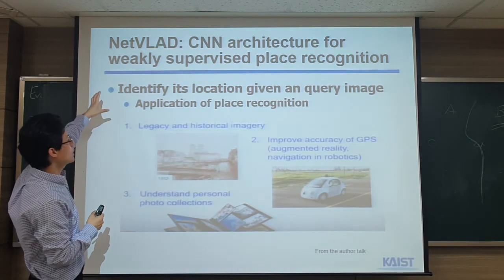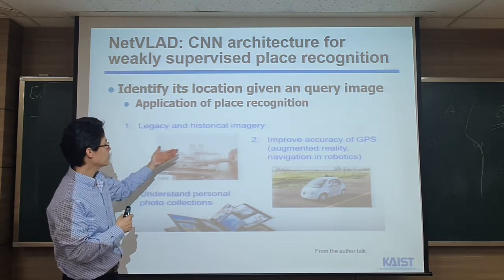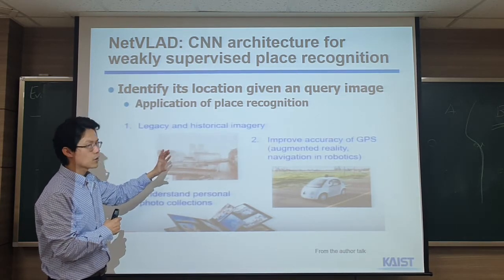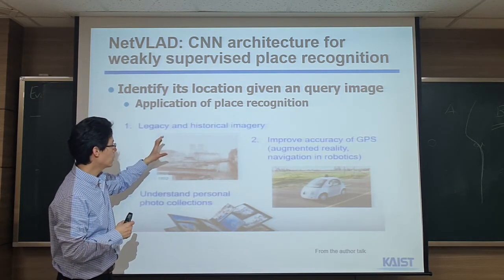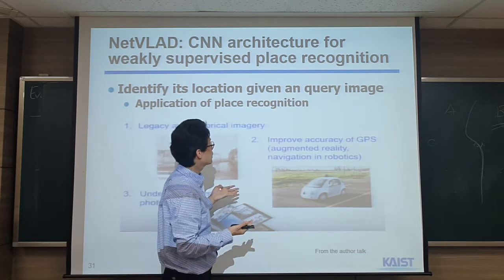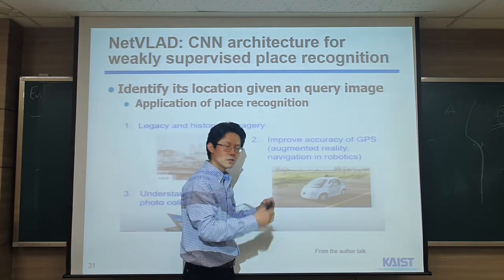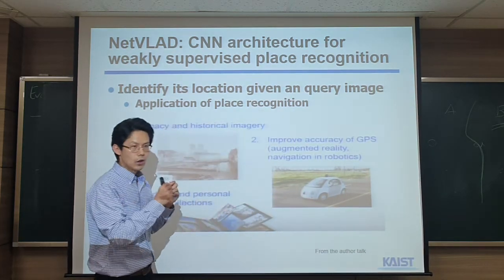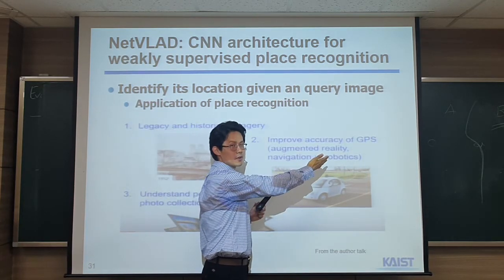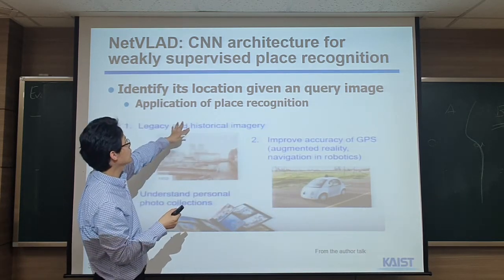In this paper, they wanted to identify the location of the query image, right? So if we have this picture, we want to know the location where the picture was actually taken. We can also apply this technique to autonomous vehicles, right? For autonomous driving, we definitely need to know the location of the car. But what if GPS is gone, or GPS is broken? Even in that case, we need to identify the actual location. Then we can utilize this kind of approach.